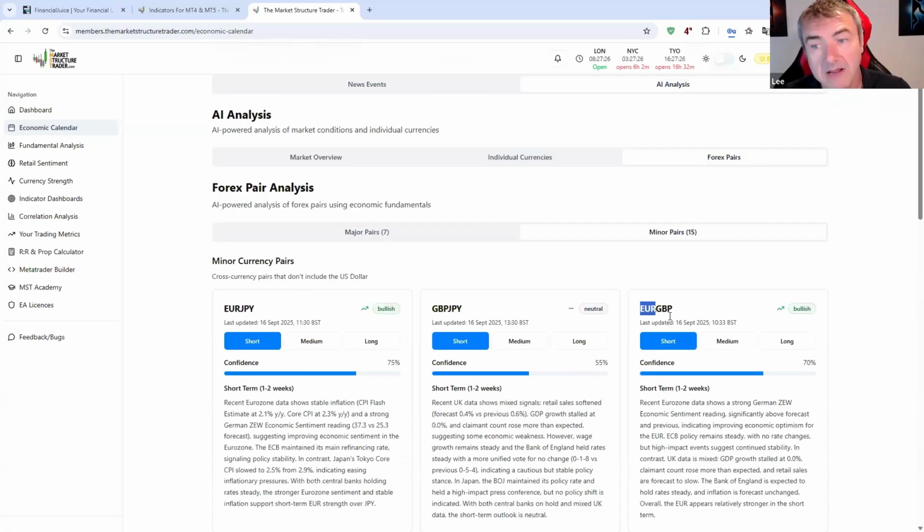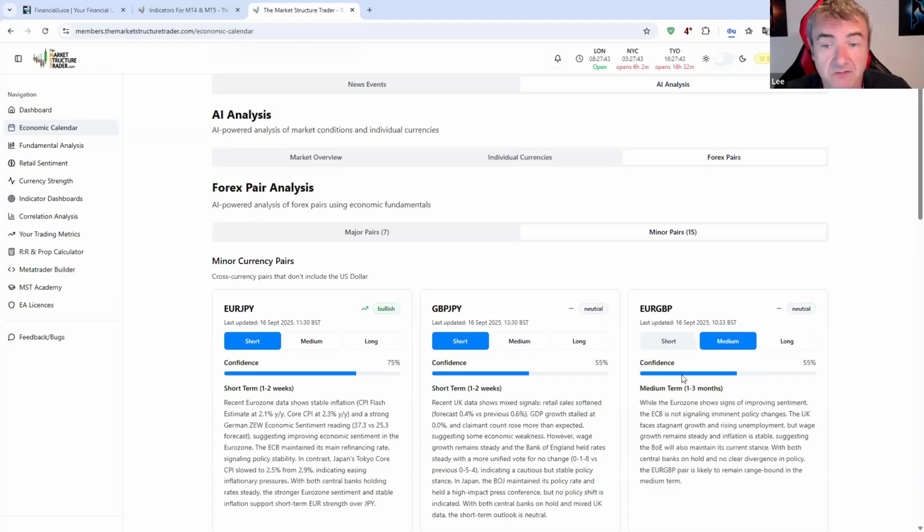Therefore, the stance on the euro pound is bullish with 70% confidence short term, because we've had good news from the euro and bad news from the pound. So obviously, it gives it a slight stance. This is a barometer, if you like, that you can use as a kind of moving average if you want.